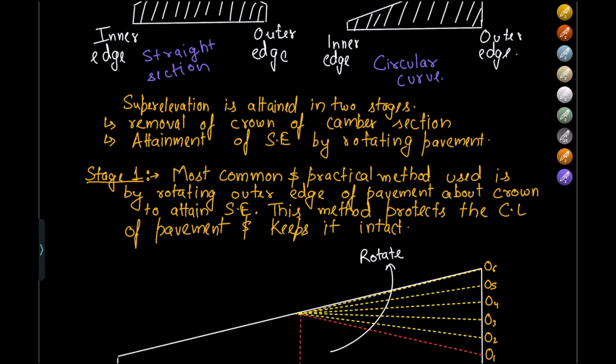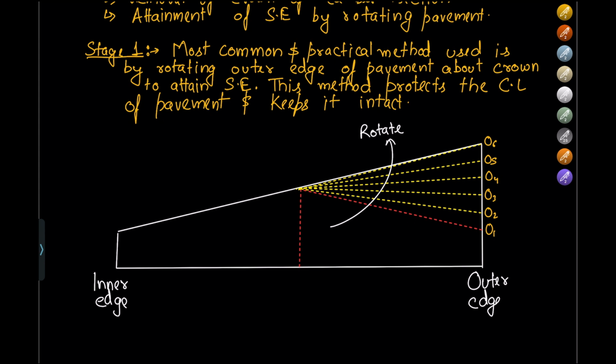So for the first step, let us have a look. The most common and practical method used is by rotating the outer edge of the pavement about the crown to attain superelevation. This method protects the center line of the pavement and keeps it intact. So these are the different cross sections over the length of the curve.